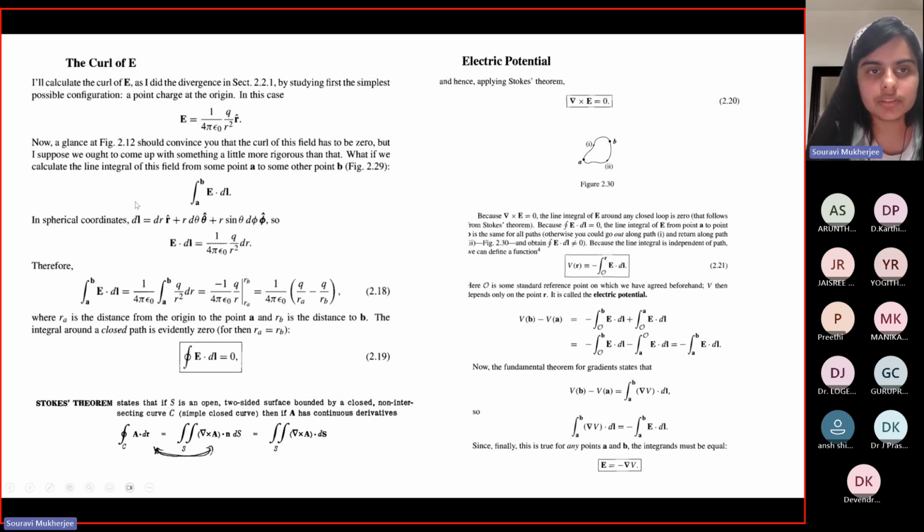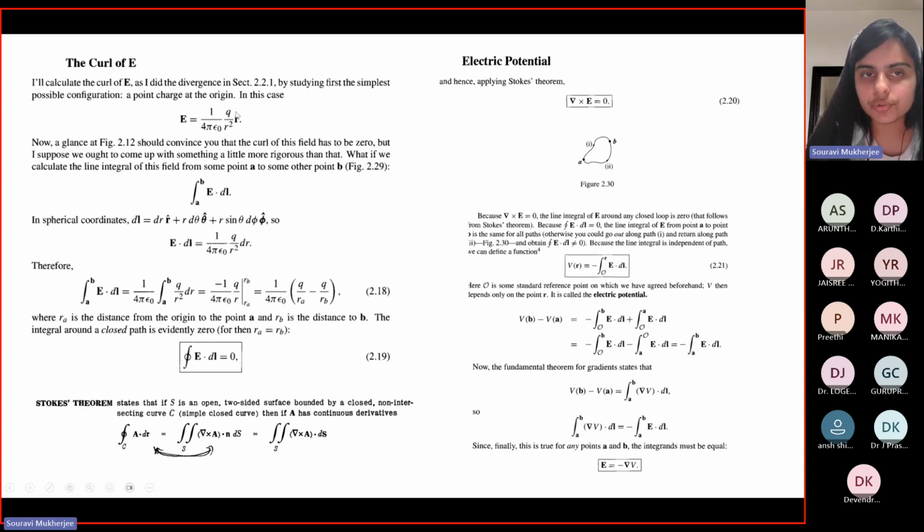So here, you start with the electric field for a point charge, and now you want to do a line integral from A to B. Consider two points and take a line element in spherical coordinates and do the line integral. What you are doing is basically the dot product between the electric field and this line element, right?